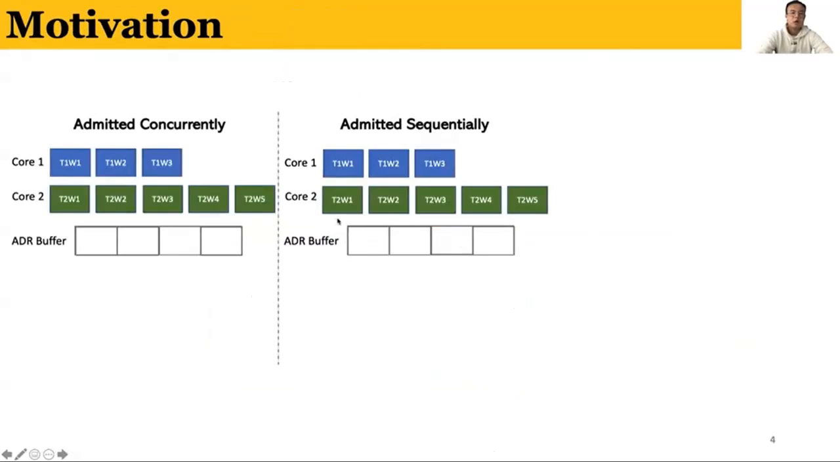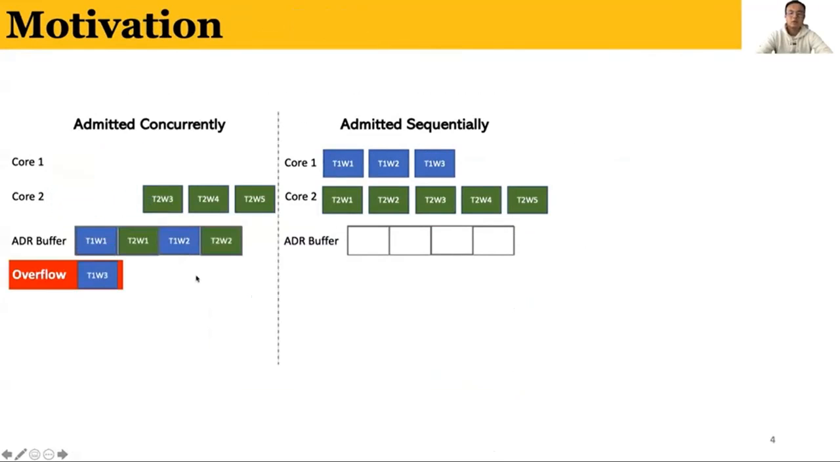Our motivation is based on the shortcoming of LAD and considers concurrent transaction execution under multi-core. Based on the former assumption, we introduce another transaction, T2, which has 5 unique updates. In the first case, updates from T1 and T2 are admitted to the ADR buffer concurrently, and when T1 sends W3, the ADR buffer overflows. So in this case, we need to log T1 and T2. This causes 8 log writes.